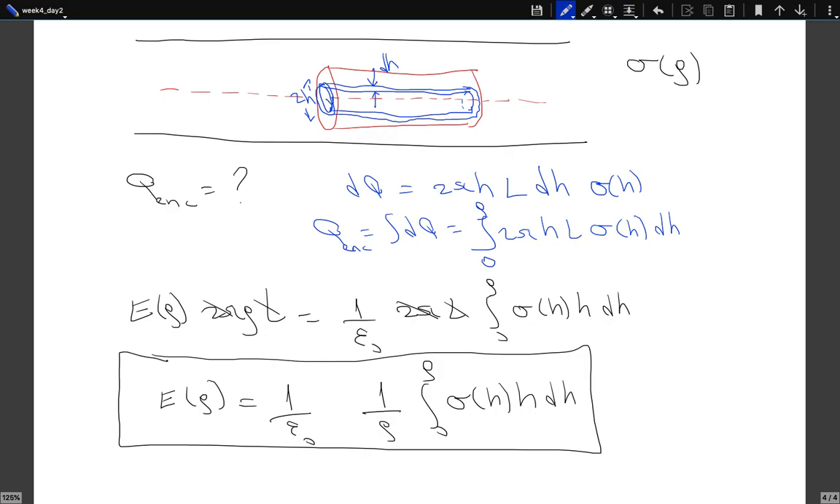So if somebody tells me what sigma of h is, I can just evaluate this integral from 0 to rho and then obtain the electric field at a point inside my wire. Remember, we started by assuming that we are inside the wire.